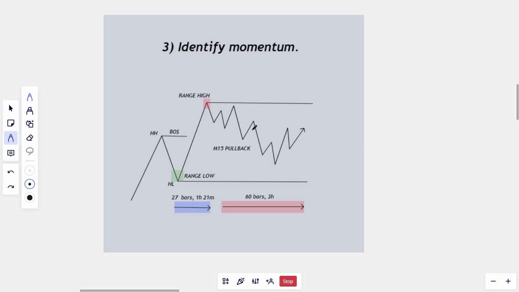So for number three, we have to identify our momentum. How is price moving inside of our range? As we can see from this low to this high right here, price is just moving sideways and moving correctly back to this demand zone. That shows us correct momentum.